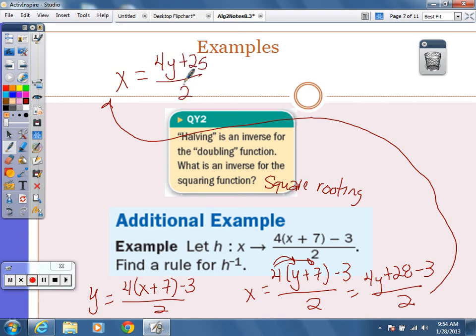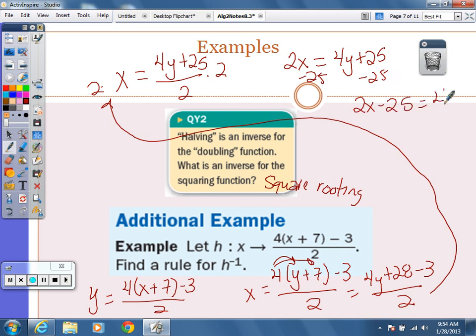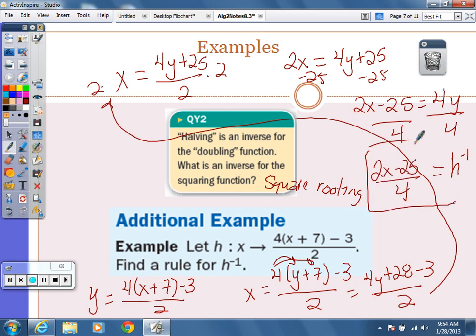Okay, now let's solve for y. First thing I'm going to do is multiply both sides by 2. 2x equals 4y plus 25. Subtract 25. 2x minus 25 equals 4y. And we divide both sides by 4. And we get h inverse, or y, equals 2x minus 25 all over 4. And there's my final. It's a little messy. You're probably going to need some space, loose leaf paper. Spread out your answers. Don't crowd yourself like I was crowded here.